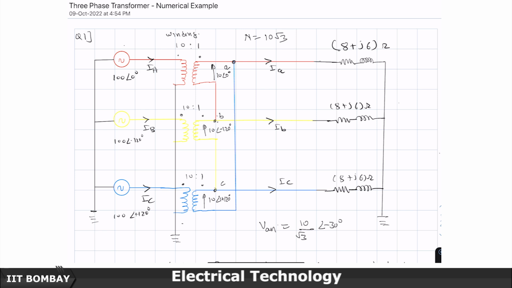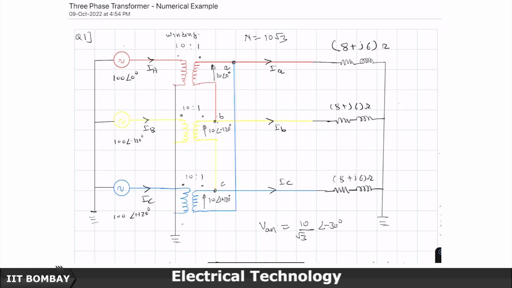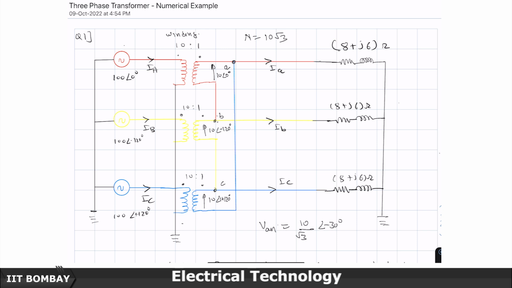Now this delta side is connected with a star load. Interesting. This delta side is connected with a star load, and the star load is 8 plus j6 ohms, 8 plus j6 ohms, 8 plus j6 ohms, balanced. So I deliberately chose these numbers 8 and 6 because 8 squared is 64 plus 36 is 100. So that means the magnitude of this impedance is 10 ohms.